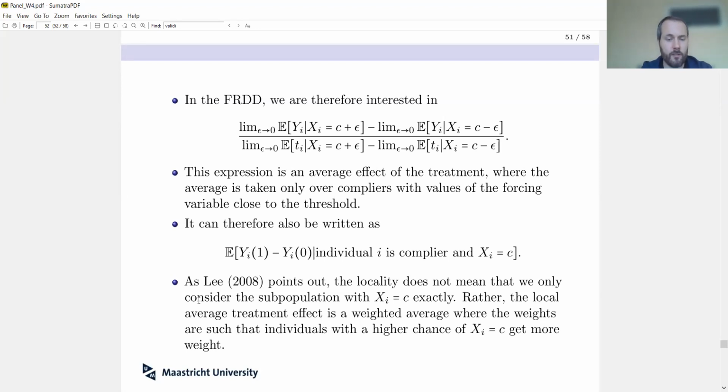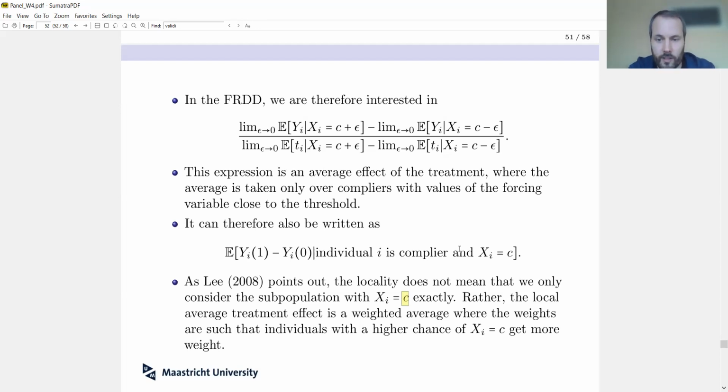However, in a very famous paper by Lee in 2008, the author points out that in particular, this condition here does not necessarily mean that we only look at the subpopulation that has this X value exactly, because it may be that this subpopulation has probability 0. For instance, if X is a continuously distributed variable, the probability that it takes the cutoff value exactly is 0, and therefore we will find no members of that subpopulation.